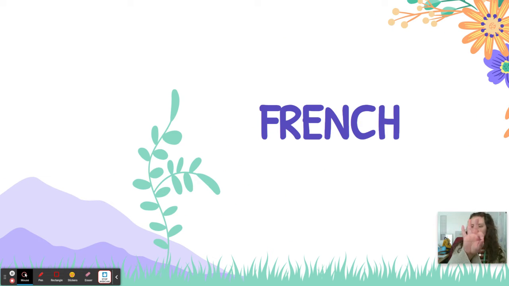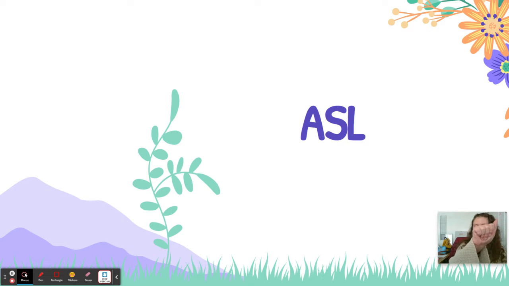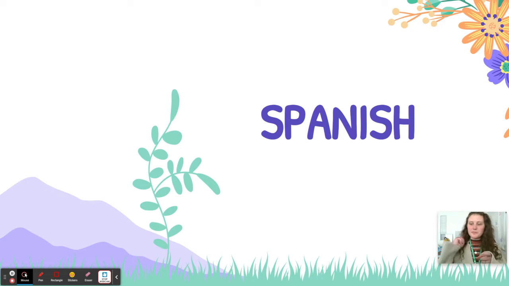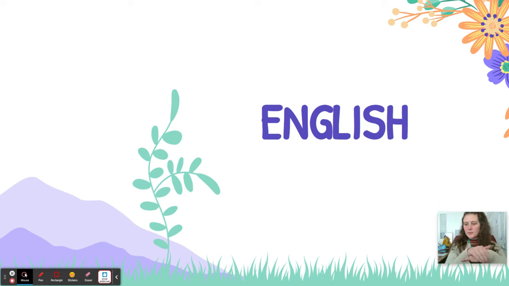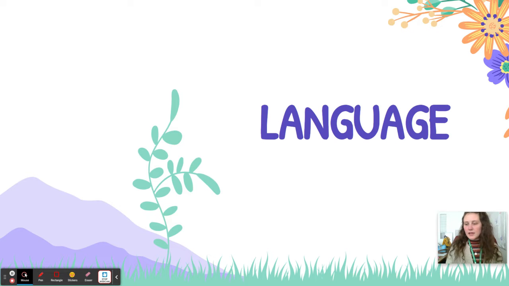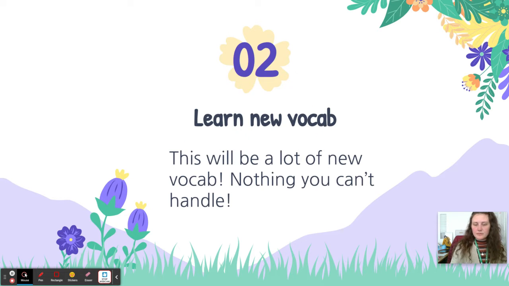French, remember, it's an F, and just twist your wrist. French. Then we have ASL. You just finger spell this one, ASL. Then we have Spanish. So remember, this one kind of goes over your shoulder, Spanish. And then we have English. Put your hands together, give it a little shake, English. And the last one we have is language. Remember, look for those L's. Okay, that's your hand. Look for the two L's for language.